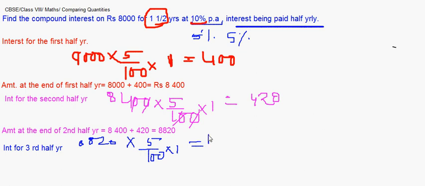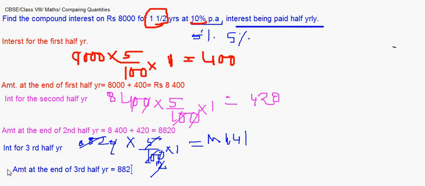So if you calculate, I will be getting 2 here, so it is 441. I'm getting 441. So amount at the end of third half year will be 8820 + 441, that gives me value like 9261. So what is the compound interest?